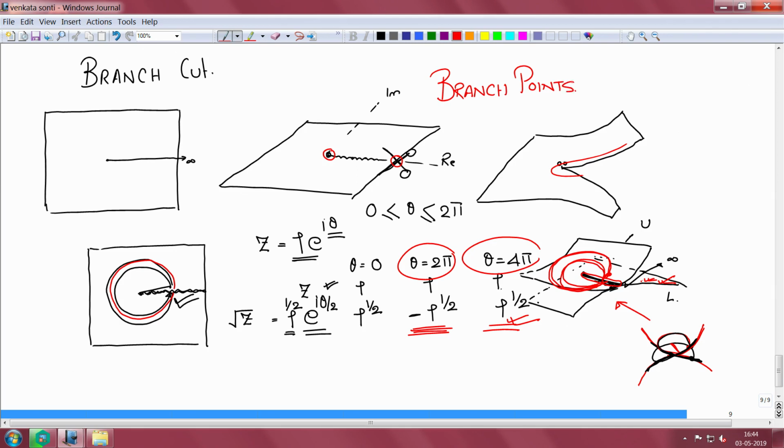In case of the finite branch cut, it was easier to see. The cut would be between 2 finite points. But here the cut is between 0 and infinity. So, that is what I wanted to say about branch cut.